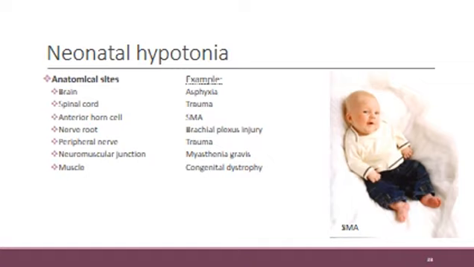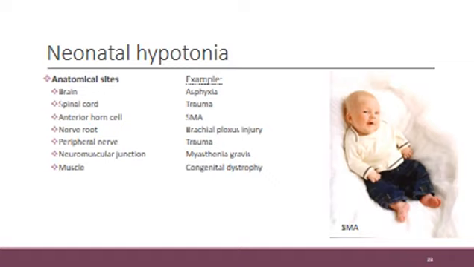And firstly, you can start with the brain. If the brain is damaged by hypoxic ischemic encephalopathy, specifically grade 2 or 3, the patients can appear very hypotonic. It might also be injury of the spinal cord. There can be damage to the anterior horn cells as found in SMA or spinal muscular atrophy. Then the nerve root itself can be injured as seen in a brachial plexus injury.